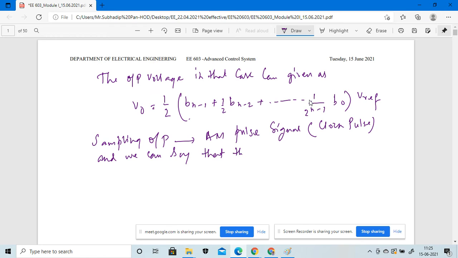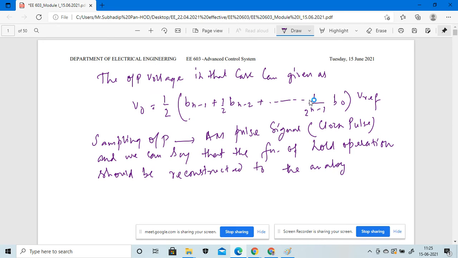The function of the hold operation from the whole circuit, obviously, should be reconstructed to the analog signal that has been transmitted as a train of pulse, as pulse samples.